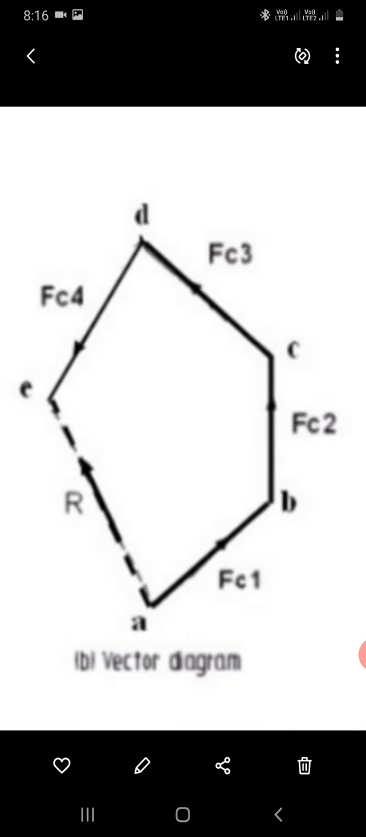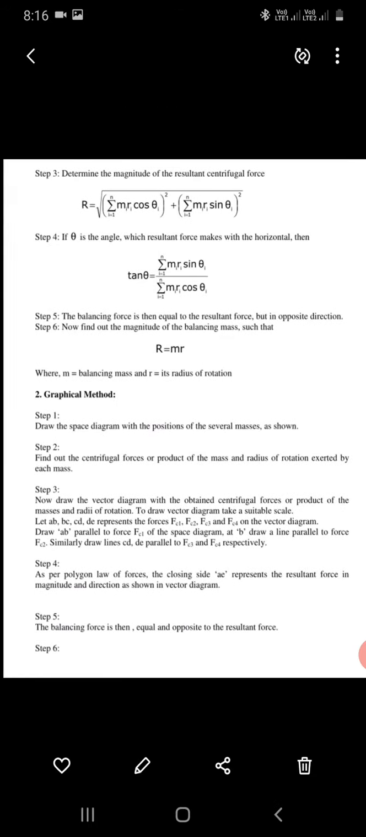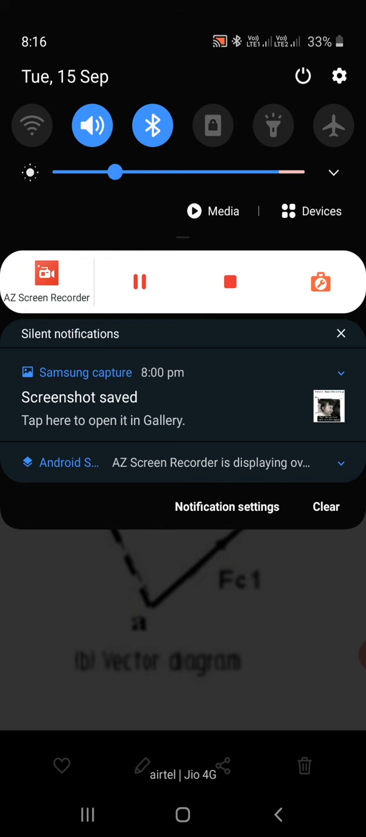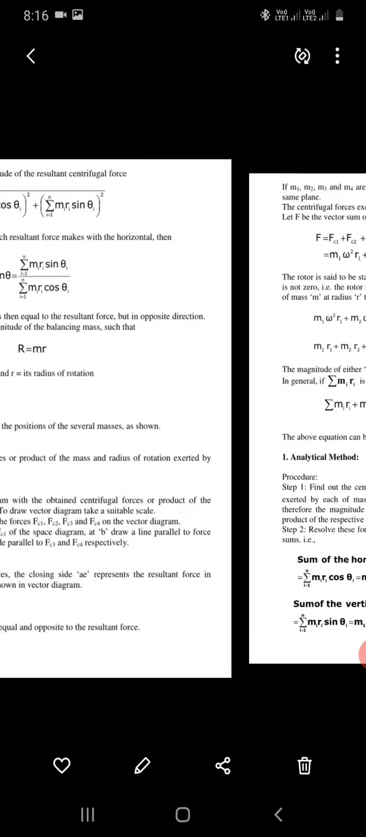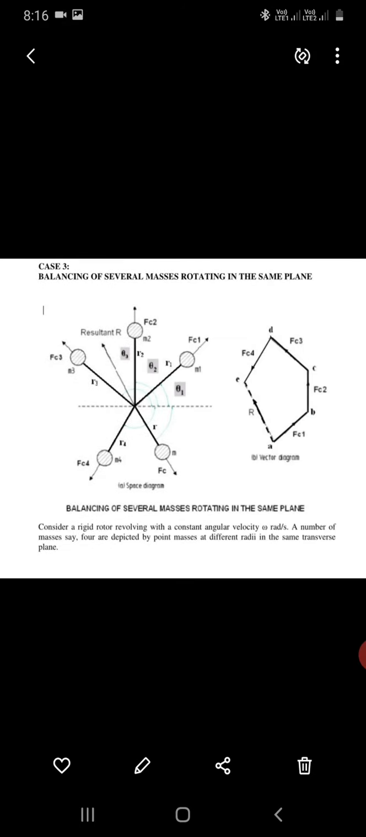Now this R can be resolved into m into r. So this is how we draw the vector diagram. This was about case 3, the balancing of several masses in rotating systems. Let's see the example of balancing of fans and turbines.